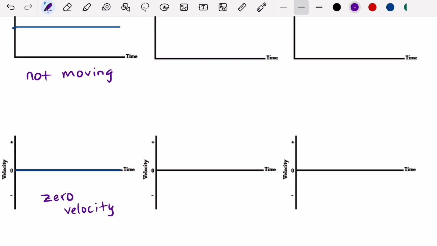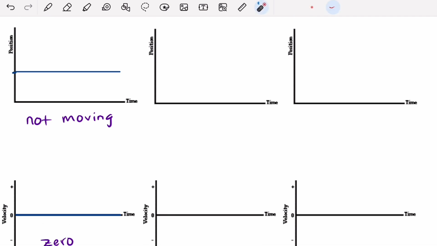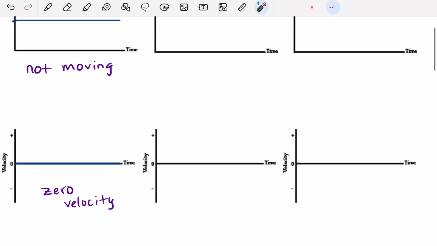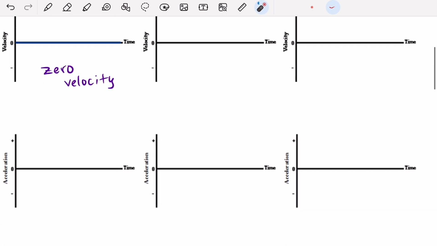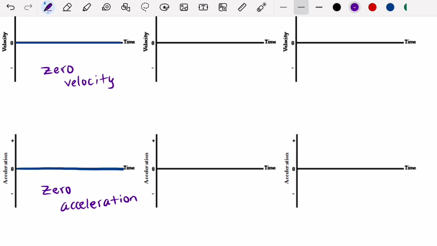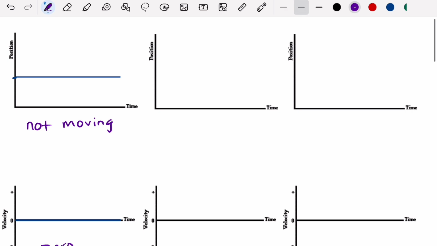Furthermore, we learned that velocity is the rate of change in position. So if you're trying to find the slope of this line, well, it doesn't have any. It'll be 0. That's why we have 0 velocity. And the corresponding acceleration graph, well, there's no velocity. There isn't any acceleration either. So the acceleration has a value of 0. Okay. Now let's make it a little bit more interesting.